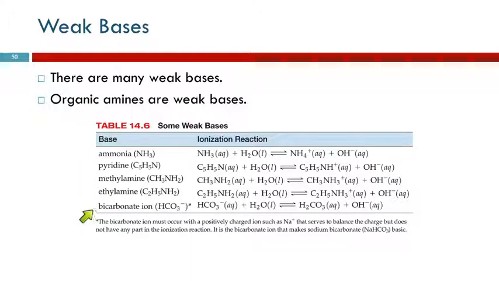Bicarbonate ion is also a weak base. You might recognize bicarbonate ion as the ion produced after carbonic acid acts as an acid. And so this is really the conjugate base of carbonic acid. It can accept a hydrogen ion from the water, and then we get back the original acid, carbonic acid. Sodium bicarbonate is a very useful thing to have around in the lab because it can neutralize bases and acids. And so that's pretty useful.